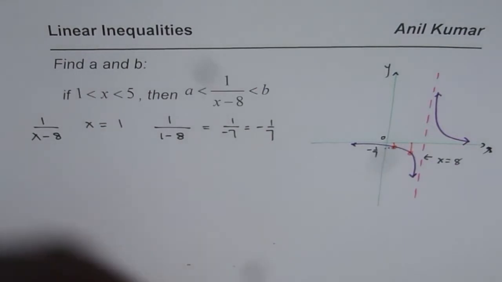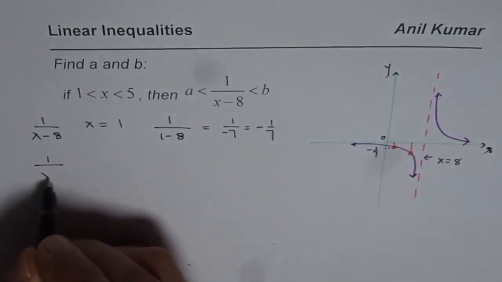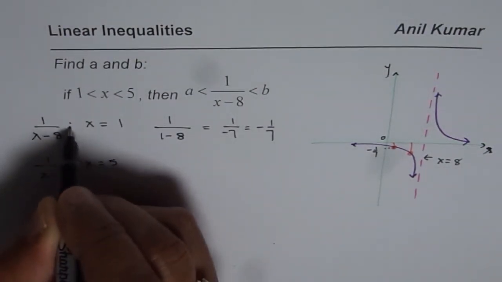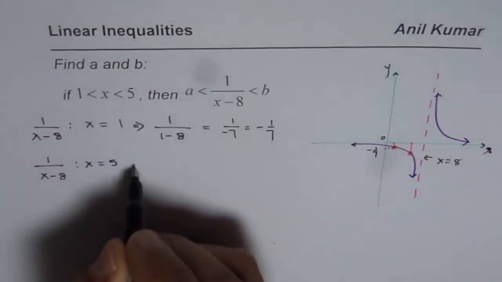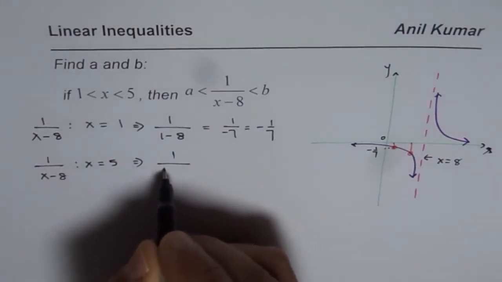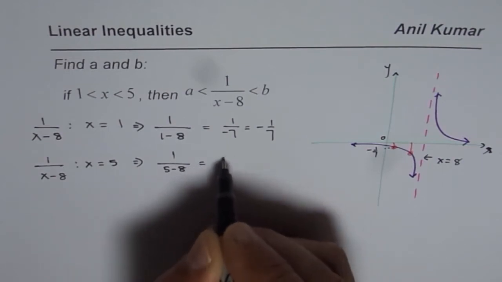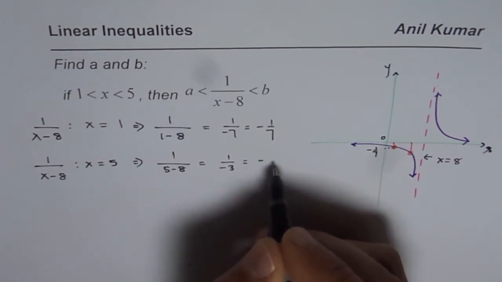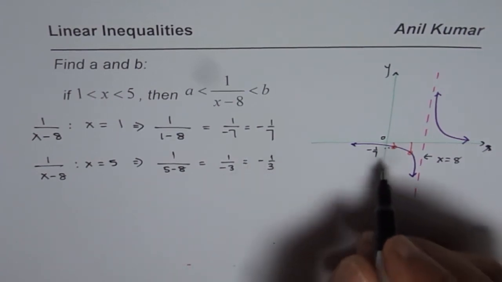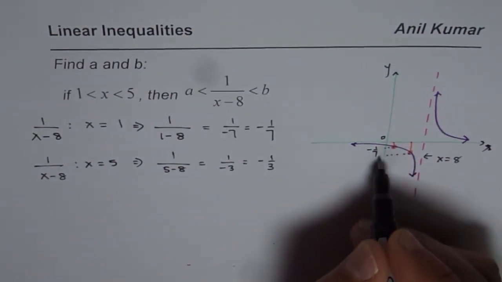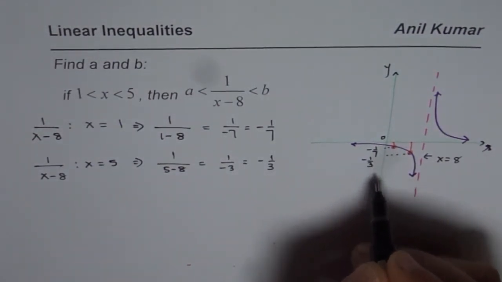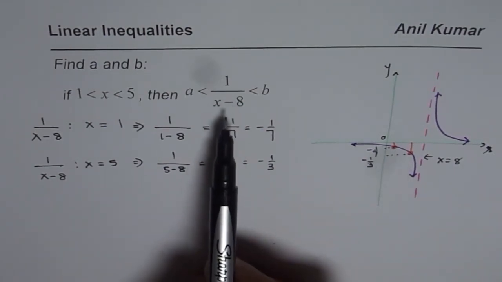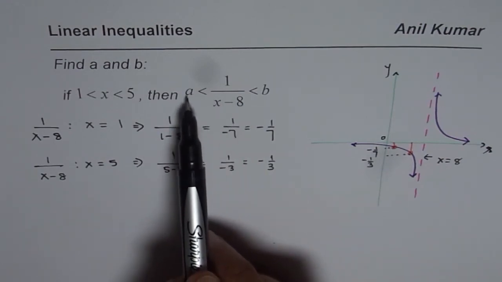If I substitute x equals 5 in this expression, 1 over x minus 8, what do we get? We get 1 over 5 minus 8, which is 1 over minus 3, which is minus 1 over 3, right? So that is this value, minus 1 over 3. That is what we get, and from here we can find the values of A and B.